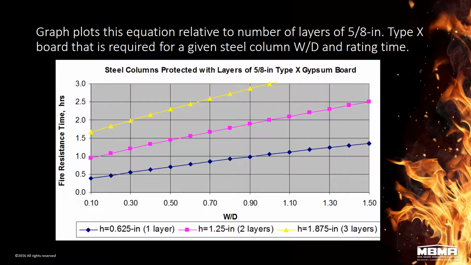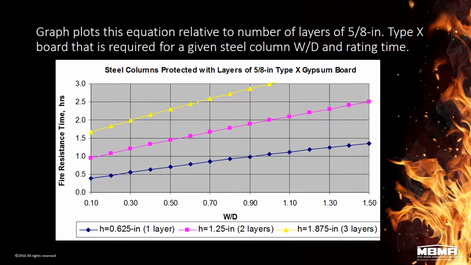This is a linear function, as this plot shows, the fire resistance time in hours versus the weight to heated perimeter ratio of the steel column on the horizontal axis, and the various color-coded lines are for 1, 2, or 3 layers of 5/8 Type X board. You can see, obviously, with the 3 layers, the yellow line, you can get the higher ratings than you will with 2 layers and 1 layer.